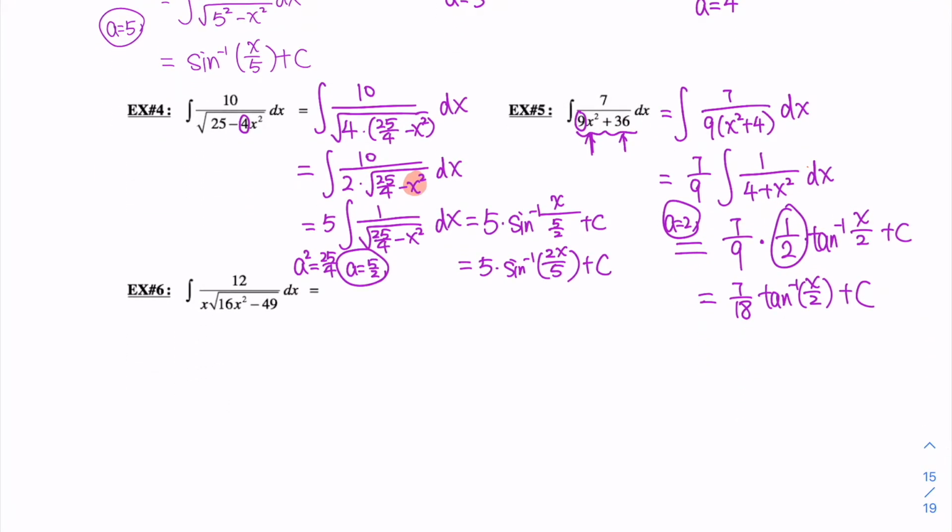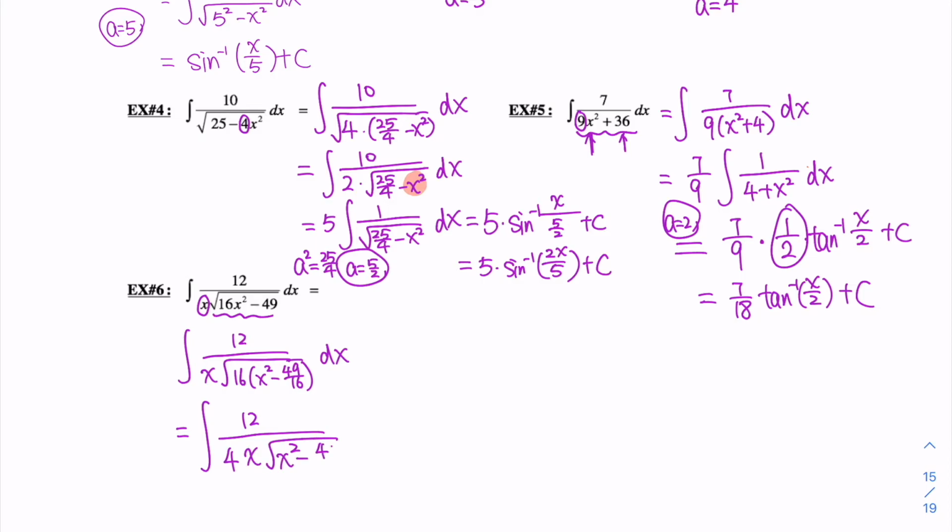Let's look at example 6. In example 6, I have an x here, and I have a square root, so your answer will be secant inverse. In this case, first we factor 16 out. So 16 out is 12 over 4x minus 49 over 16 dx. So it's 3 times the integral of 1 over x square root of x squared minus 49 over 16 dx.